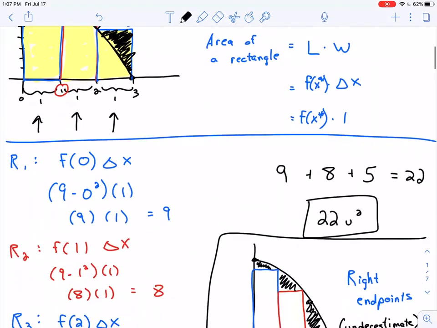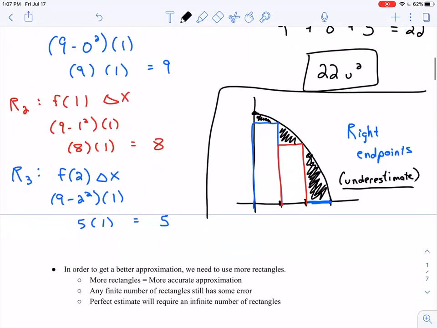So hopefully you have an idea of where we're going here with this. In order to get a better approximation, we need to use more rectangles. This is something that I really want you to take home. This is a question that I will ask you about. So if we have an approximation, we can always improve it by using more rectangles.